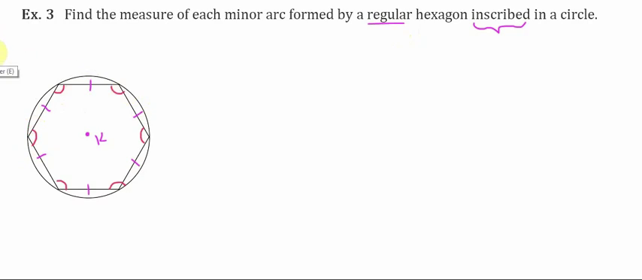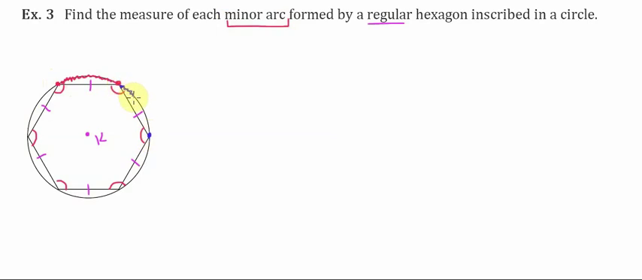Now, there are multiple ways to solve this problem, but I'm going to show the most efficient one so that we can see how some past theorems actually end up playing into these problems. What I want to do is find the measure of each minor arc. Looking at this diagram, I already know right off the bat that all of my minor arcs are going to be the same measurement. I know that because say I'm looking at just this minor arc right here, and then maybe I look at another minor arc over here.